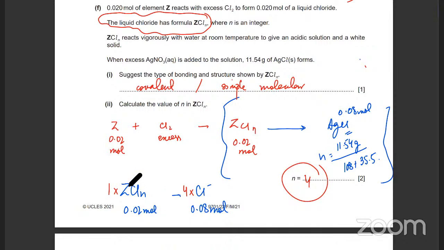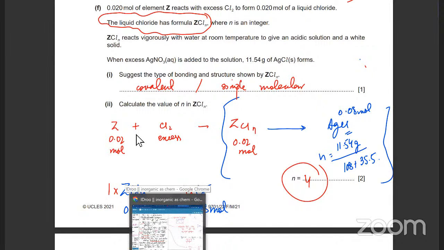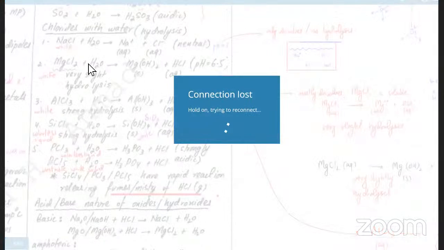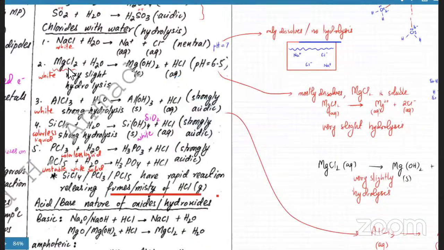asked you to identify Z, what is Z in period 3? Like, which of your chlorides is a liquid? Which one has a formula of ZCl4? Silicon. Yeah, that's silicon chloride. Remember, SiCl4 is a colorless liquid. These two are ionic. NaCl and MgCl2 are salts, white salts. PCl3 is a colorless liquid, but it's got 3 Cls.